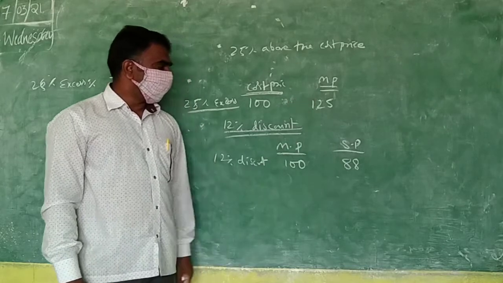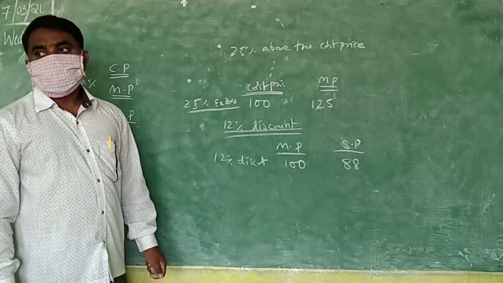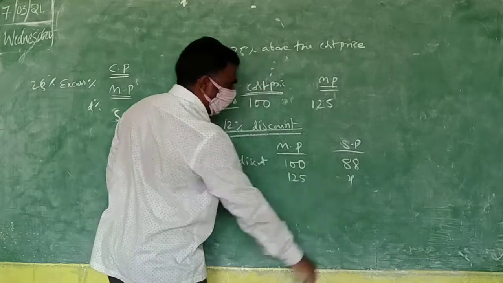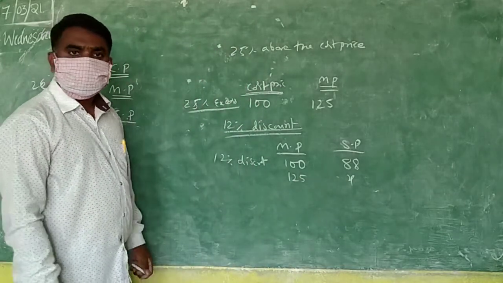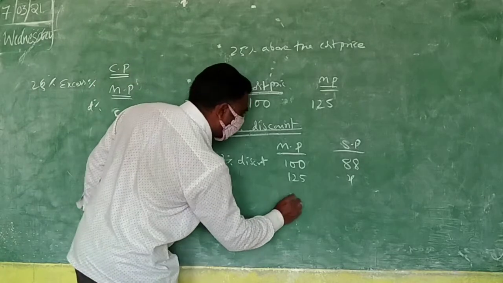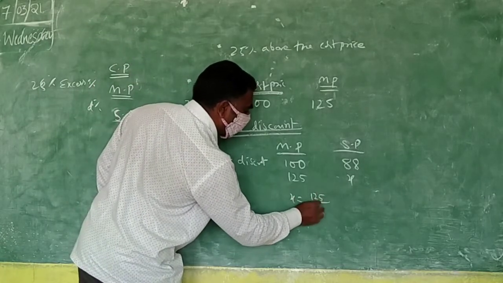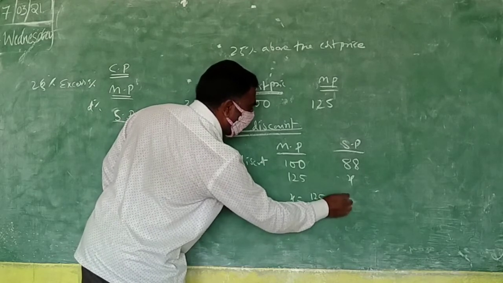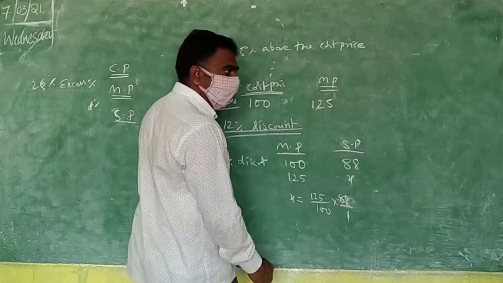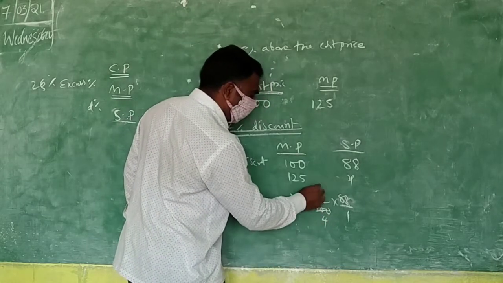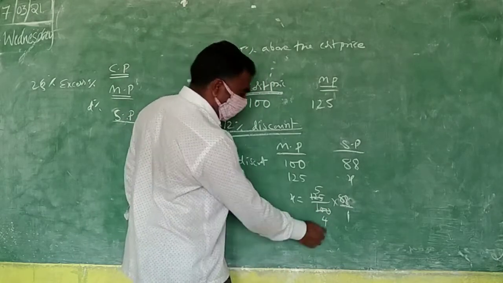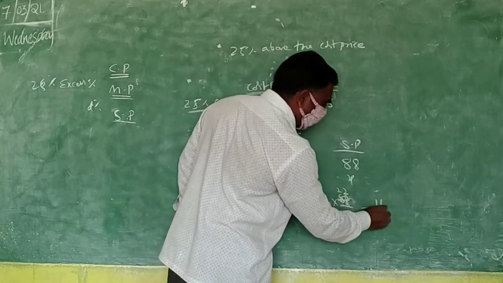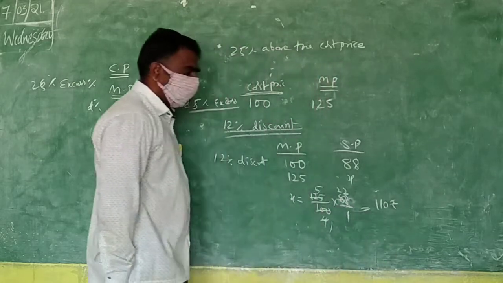Now what is the market price here? See, 125 is there, no. For the 125 you have to find it. So how do you find the calculation? X is equal to 125 by 100 into 88 by 1. 25 fours are 100, 25 fives are 125... 22 fives are 110 rupees.